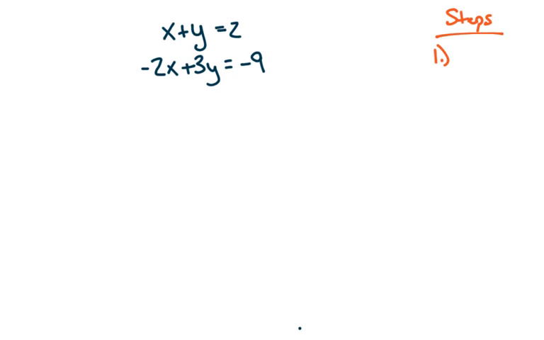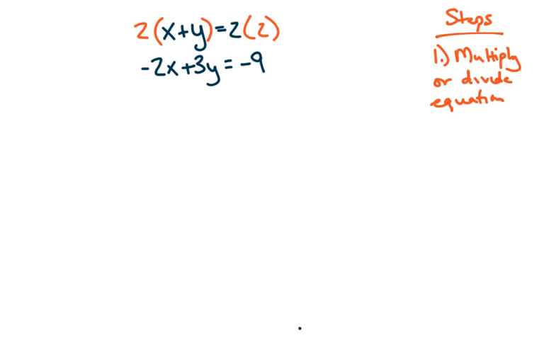So my first step is going to be, I'm going to multiply or divide one of my equations by some value. Okay, and that value, the whole intention is that in a minute I'm going to combine these together, and I want either my x or my y to equal 0 when I combine them. So in a sense, I'm eliminating that variable. And so what I'm going to do is I'm going to multiply this top equation by 2. And of course I have to do that to the entire equation.